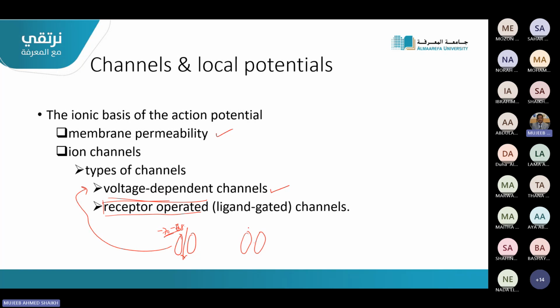This channel will open because of the attachment of something here. Let's say acetylcholine is attached. So this will open and will allow the ions to move. This is called a ligand gated channel. So two types of channels are there, which cause the potential to change, either because of a change in voltage or because of the attachment of some chemical, some ligand.